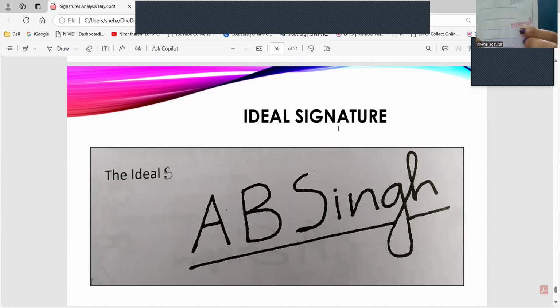I start from this point, but I stop in between because I am not going to scratch the G, and I again start from here and end it here, right? So if I scratch the G or the loop of the G, that becomes self-scratching, which again is a negative trait. So that is how it's supposed to be. This is called an ideal signature, which is clean, clear, without any complications, just one signature, right? With my initial, my father's initial, and my full surname.